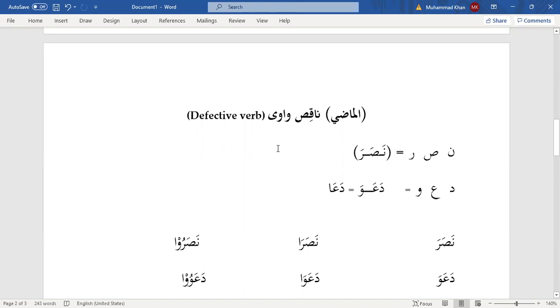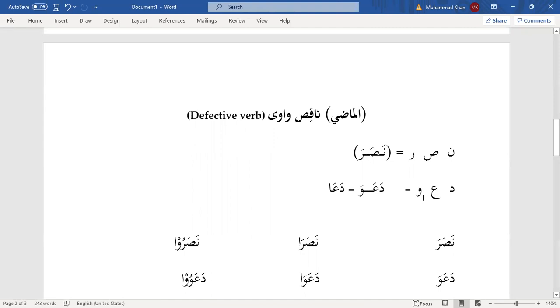So as we always do, we have the root letters of Nasara: Noon, Saad, and Ra. All of them are salim, all of them are healthy. They do not have any of the weak root letters. So we call that this verb is salim.